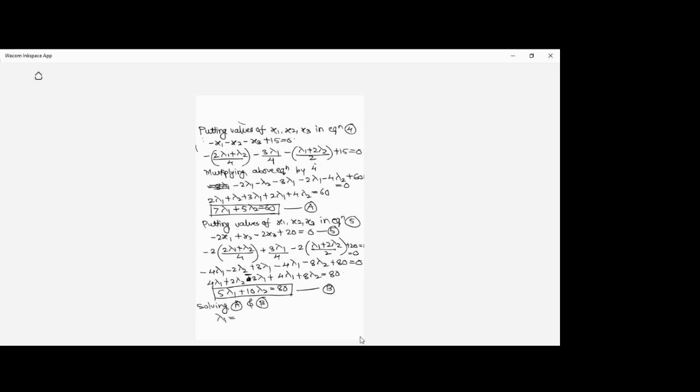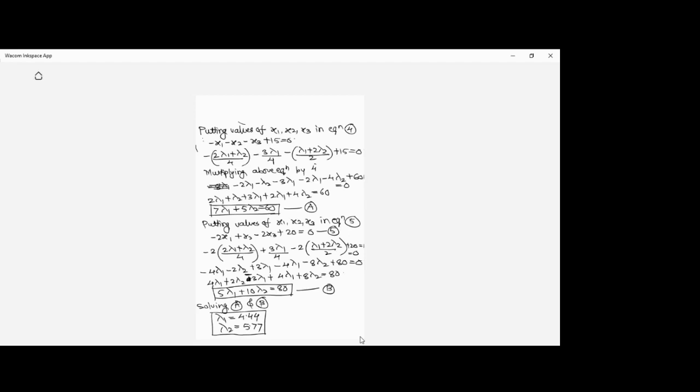So if you solve this, you'll be getting lambda 1 value as 4.44, and lambda 2 value comes out to be 5.77, right? So these are two very important values. Now that we have got the values of lambda 1 and lambda 2, can we find out the values of x1, x2 and x3? Yeah, so we can find out the values of x1, x2 and x3.